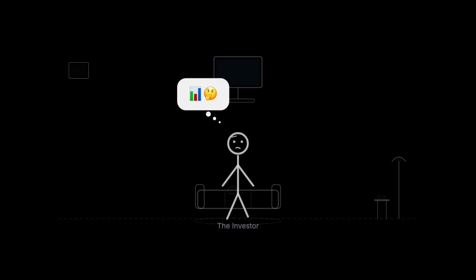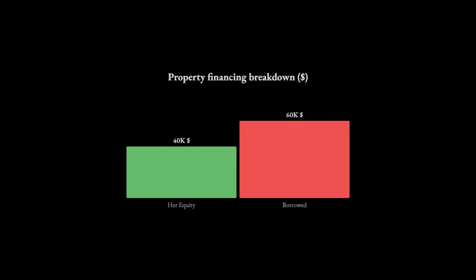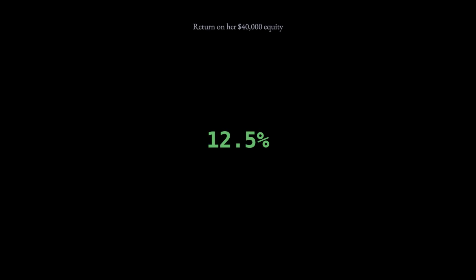Now picture a real estate investor in Dallas who puts $40,000 of her own money down and borrows $60,000 to buy a $100,000 rental property. The property appreciates 8% and she collects rent. Her lender charges 5% interest. She thinks she made 8%, but her actual return on equity is 12.5%. How does putting up less of her own money amplify her return?